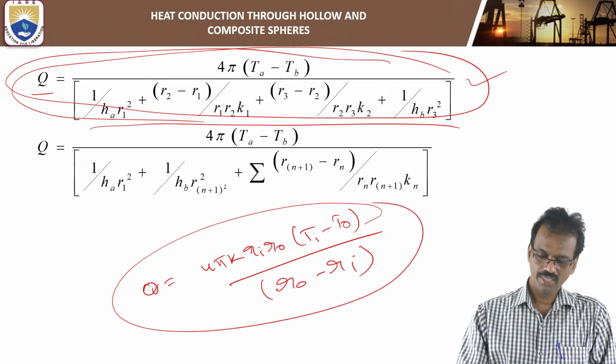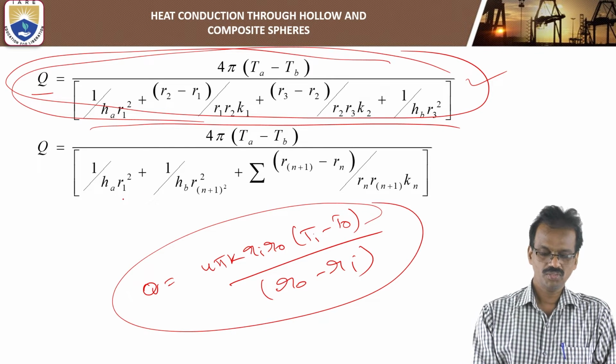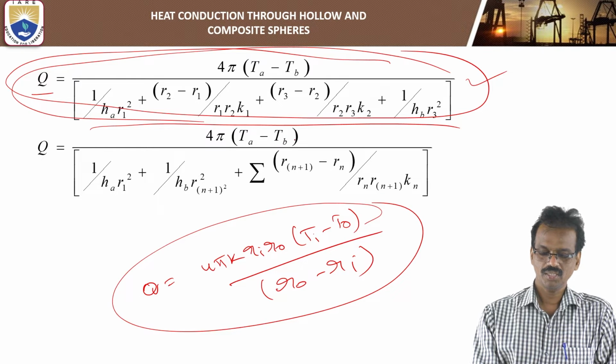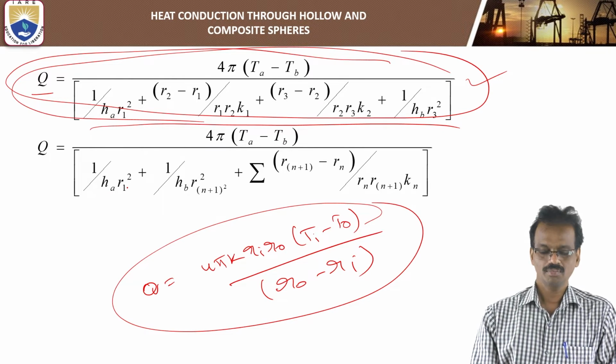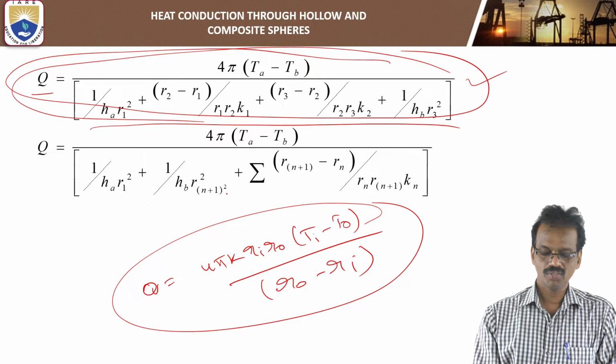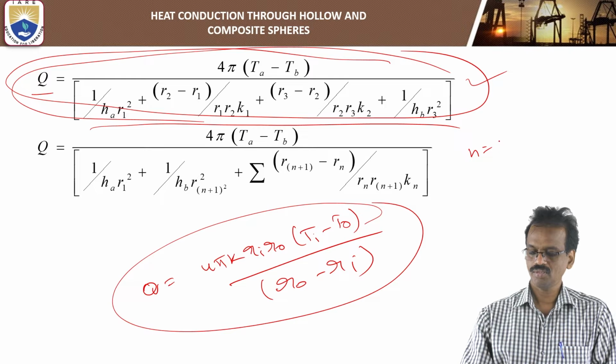We can rewrite this formula like this: Q is equal to 4 pi TA minus TB by 1 by HA R1 square plus the layer terms plus 1 by HB Rn plus 1 square. Here n is the number of layers.